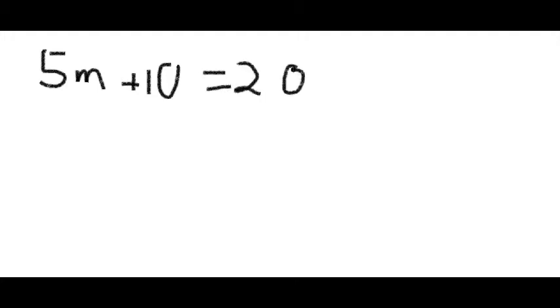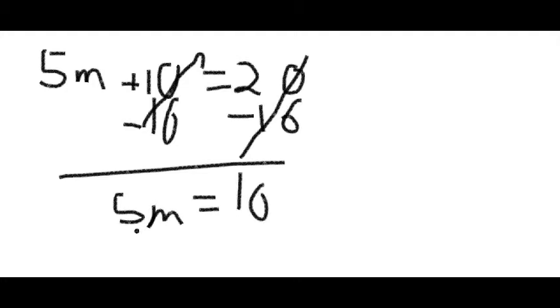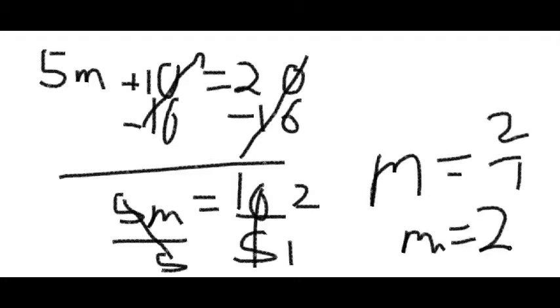Next, I'll put 5m plus 10 equals 20. Same philosophy. We have to get 5m, the variable, by itself. The opposite of plus 10 is minus 10. We need to get rid of that. This crosses out. We're left with 5m equals 10. Now we have to divide both sides by 5. After we cross everything out, we're left with m equals 2 over 1, which is the same thing as 2.